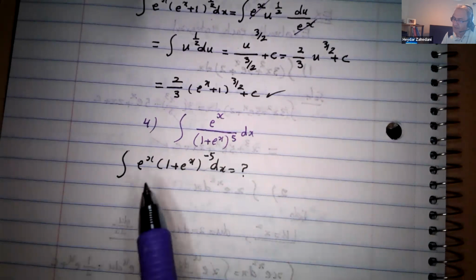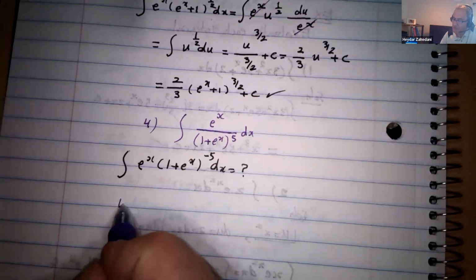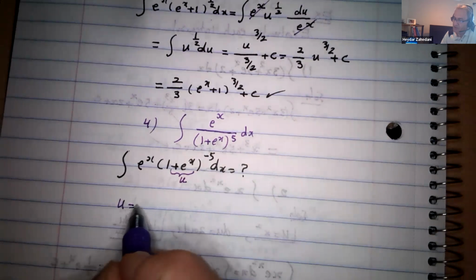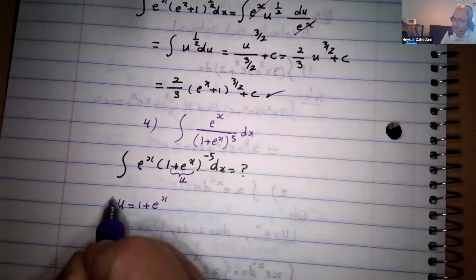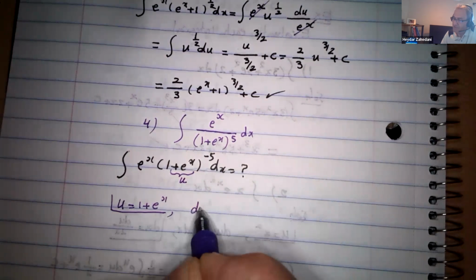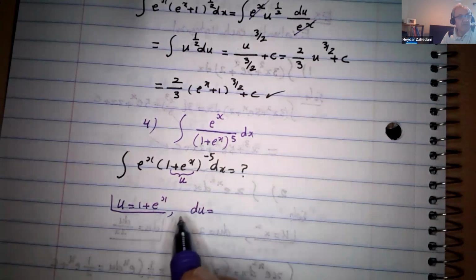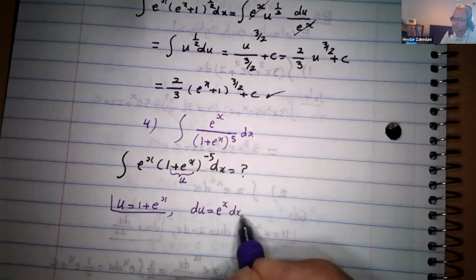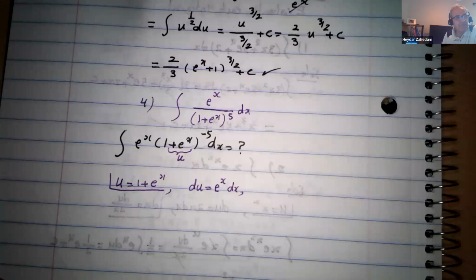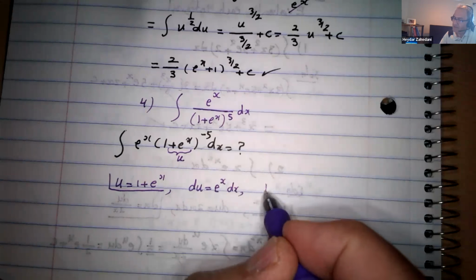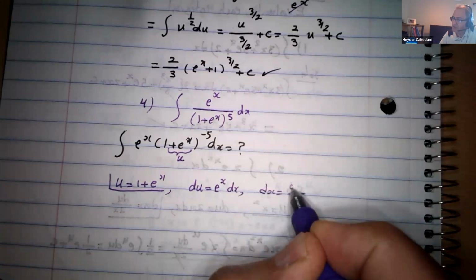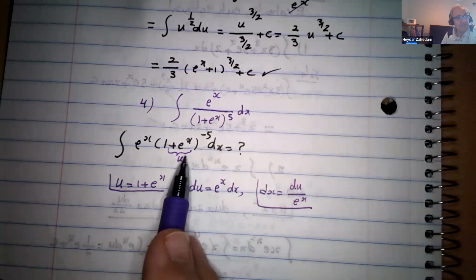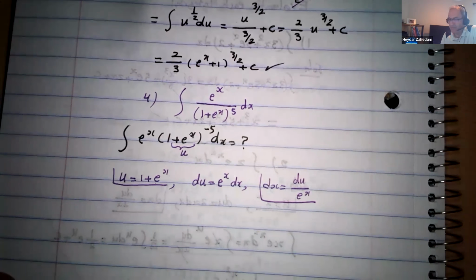So again, your substitution method, this is going to be your u. So the u is going to be 1 plus e to the x. Differential of the u, du: the derivative of 1 plus e to the x is just e to the x, but you have to multiply by dx. You have to find the dx. So the dx is going to be du over e to the x. Go back and substitute; you must end up with u to the negative 5.